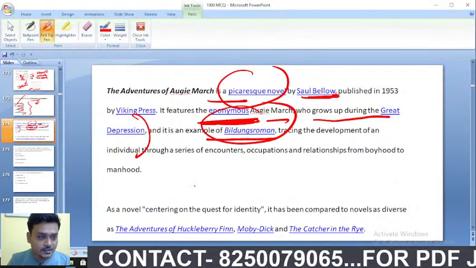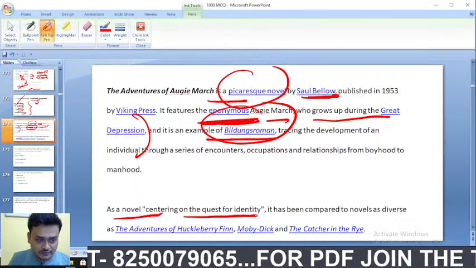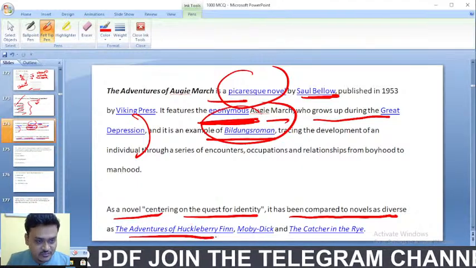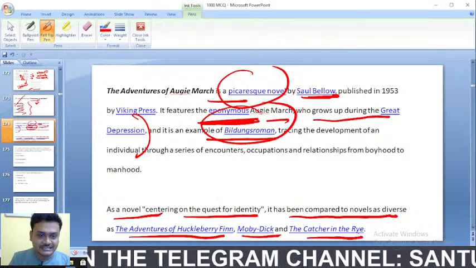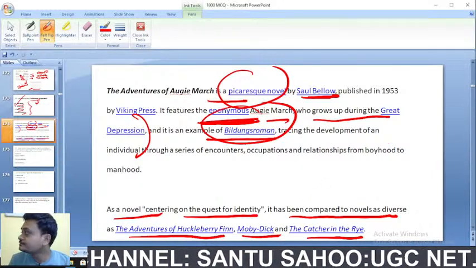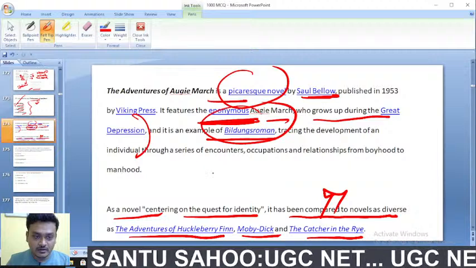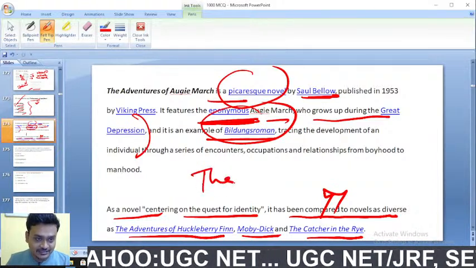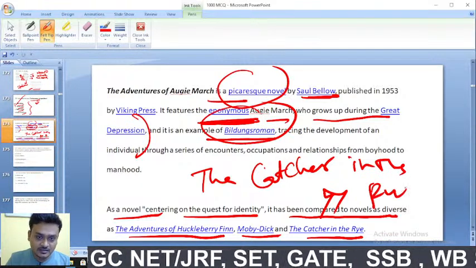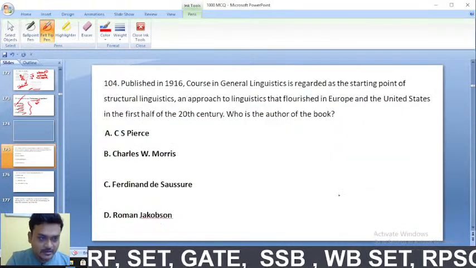Remember that. So, as a novel centering on the quest for identity, it has been also compared to novels as diverse as The Adventures of Huckleberry Finn, Moby Dick, and The Catcher in the Rye. Who wrote The Catcher in the Rye? Write it in the comment box.